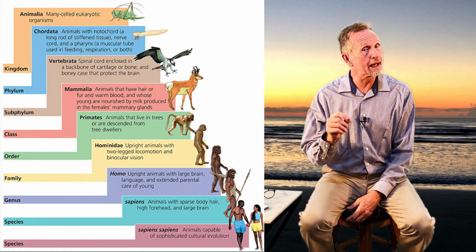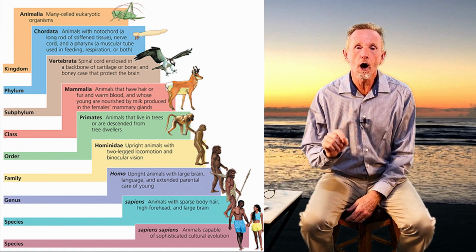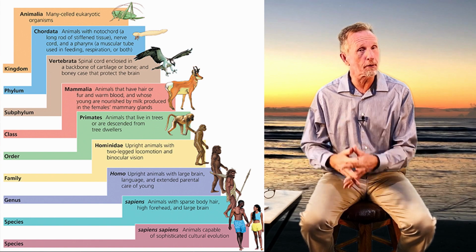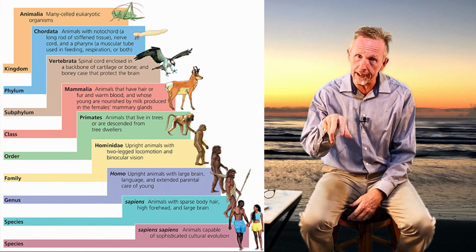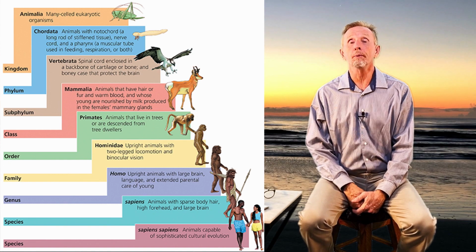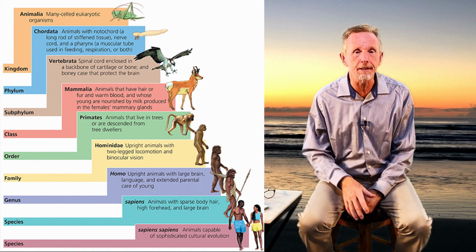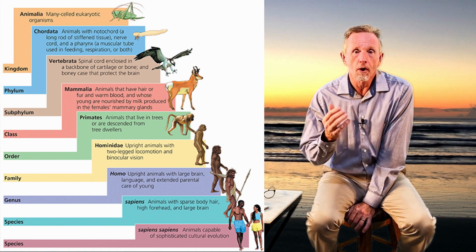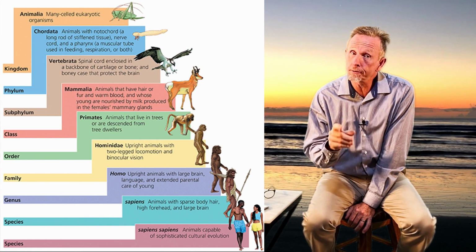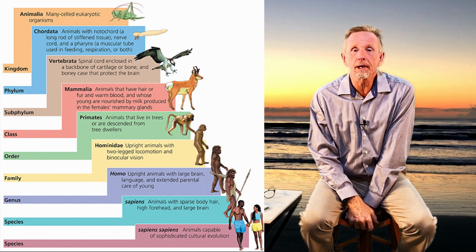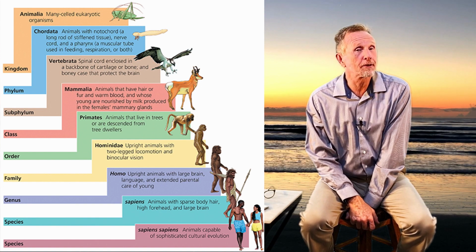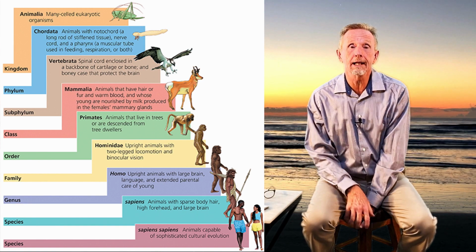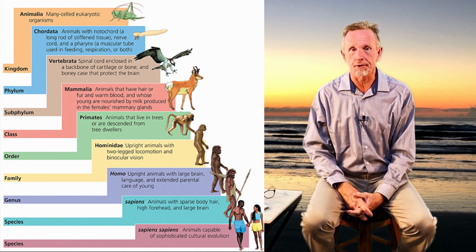Then we go from the family hominid to the genus Homo. This is upright animals with large brains. So that separates from some other animals that might be biped locomoting. Then we fall into the species sapiens. These are animals with sparse body hair, with a high forehead and large brain. And then we are further broken down into kind of a subspecies, sapiens sapiens, which is really just an animal capable of sophisticated and cultural evolution. So that takes us.